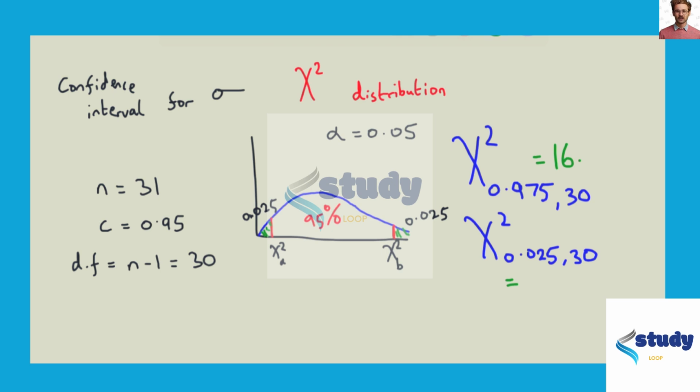Let me go get the chi-squared table. So 30 degrees of freedom. Area to the right 0.975, 16.791. And 2.5% to the right gives me 46.979. So there are the critical values that we need.